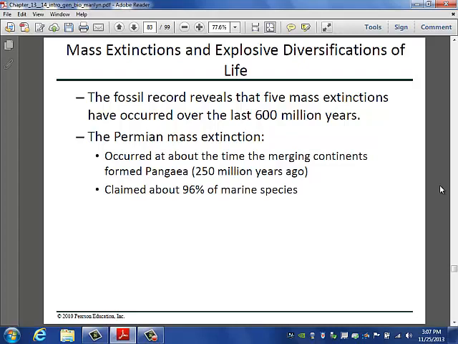So, the fossil record reveals that 5 mass extinctions have occurred over the last 600 million years, but we're 4.2 billion years old. 4.6, right? Could there have been more? Yes. So the Permian mass extinction occurred at about the time the merging continents formed Pangea over 250 million years ago, and claimed about 96% of what?